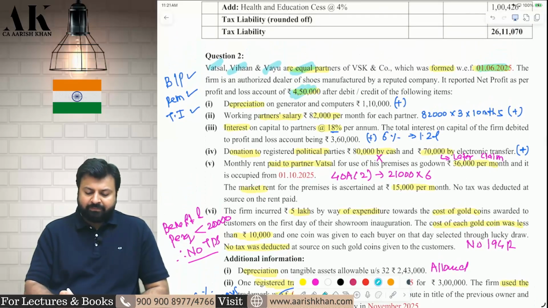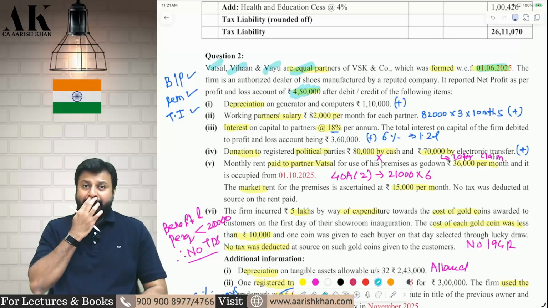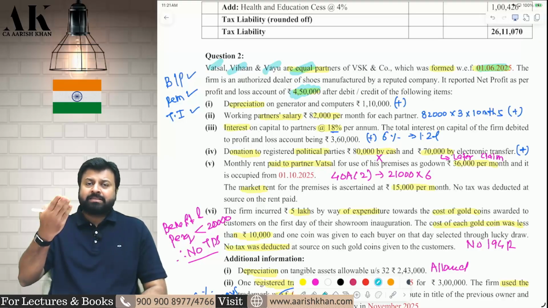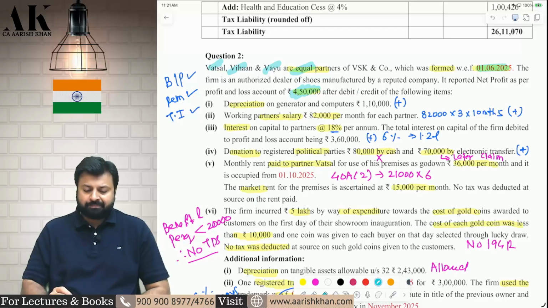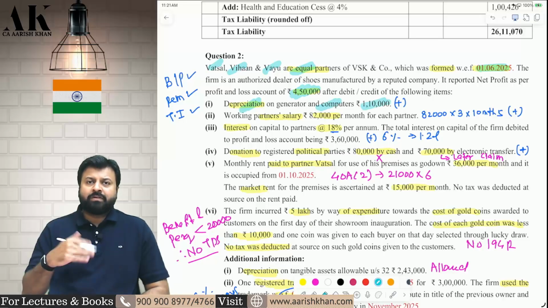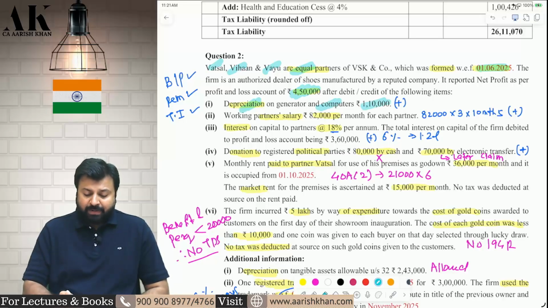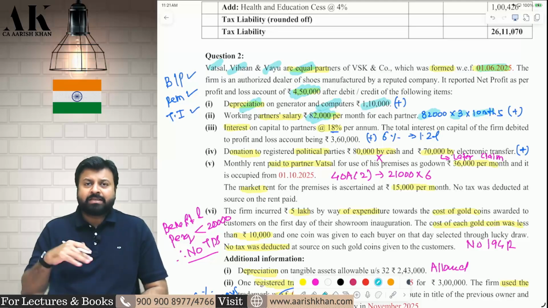Net profit is 4,50,000. What is book profit? Book profit is nothing but PGBP only. In that PGBP, just add the remuneration if debited to PNL. So net profit is 4,50,000. The first item is depreciation on generator and computer, which is as per books of accounts, so add back. Second is partner salary, add back. How many partners? 82,000 salary, 3 partners for 10 months salary, add back.